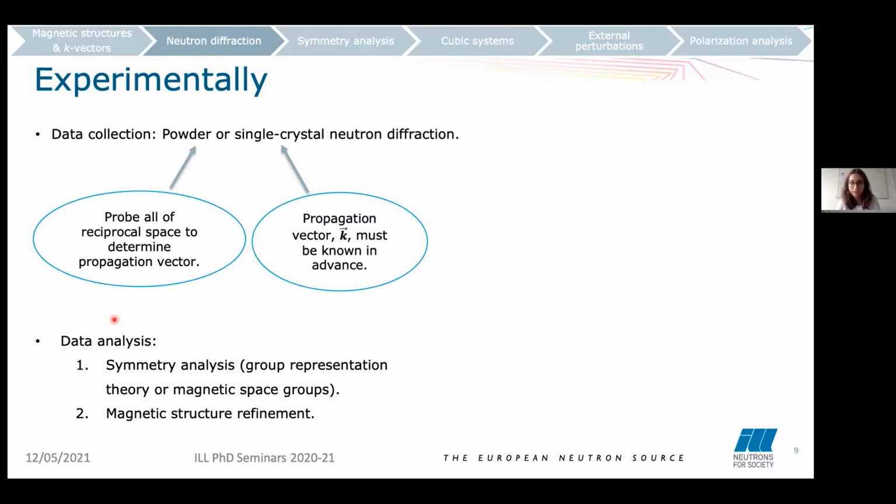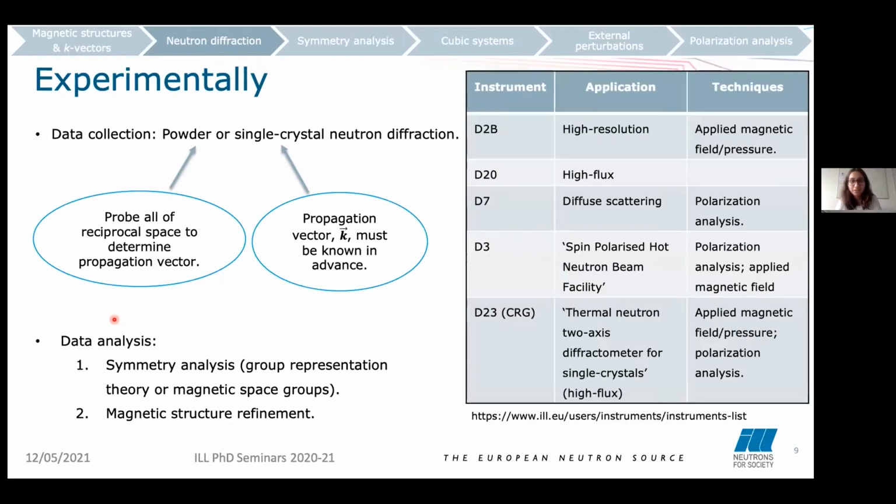Experimentally, what you need is a neutron diffractometer, and we have plenty of those at the ILL. This is, of course, not a full list of the instrumentation available, but I just want to point out that depending on the type of sample you have, or perhaps the size of the magnetic moments that you have, you might need a different instrument if you need to apply some kind of magnetic field or pressure, or if you need to do polarization analysis. There are different instruments that you'd go for this type of thing.